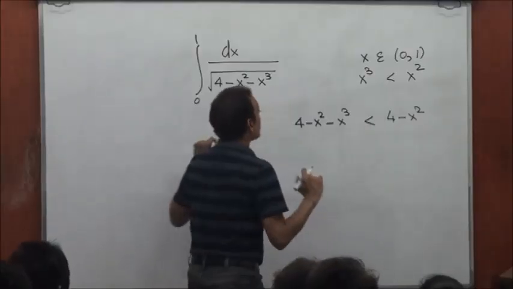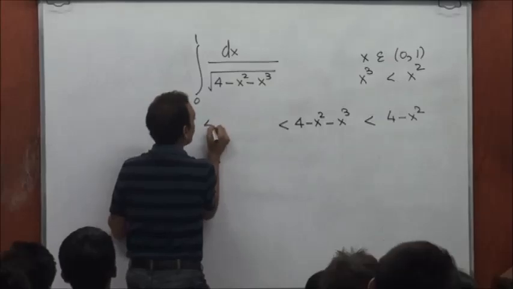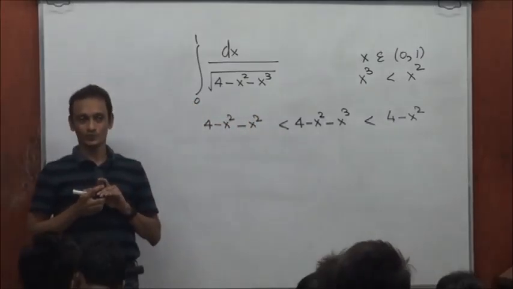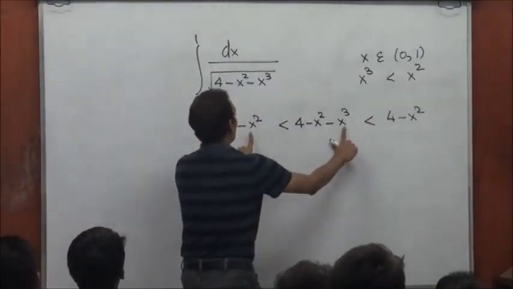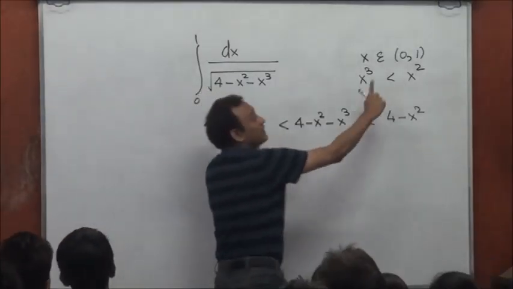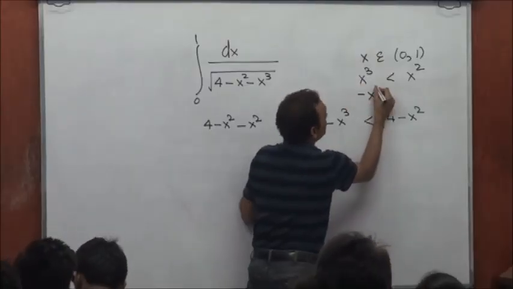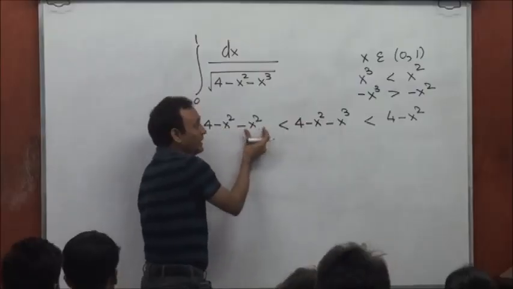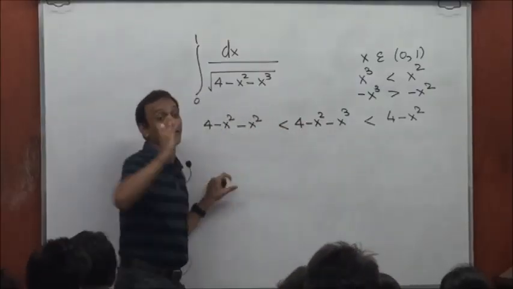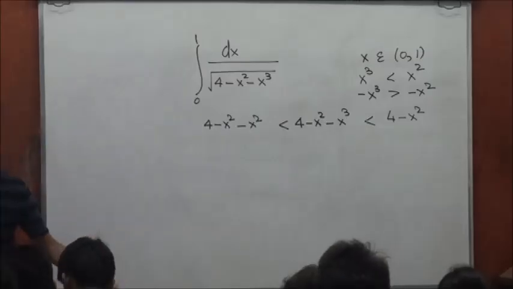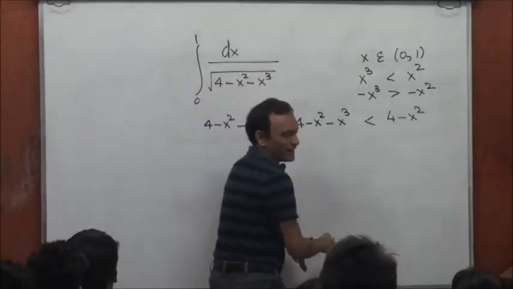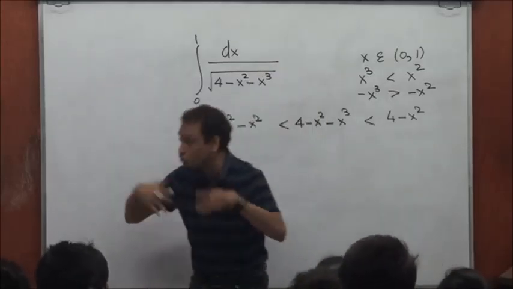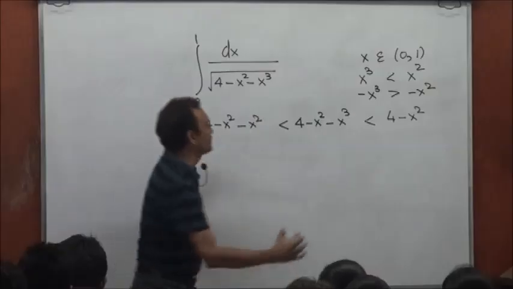Right? But it would be greater than 4 minus x squared minus x squared, yes or no? Because realize that minus x cubed will be greater than minus x squared, yes or no? This minus x cubed is greater than this minus x squared. So this expression is larger than this expression when x belongs to 0 to 1, yes or no? Right? Now when I take the reciprocal of the entire thing, the direction of the inequalities will change throughout.